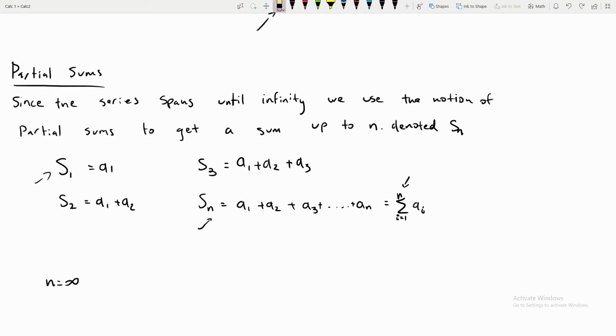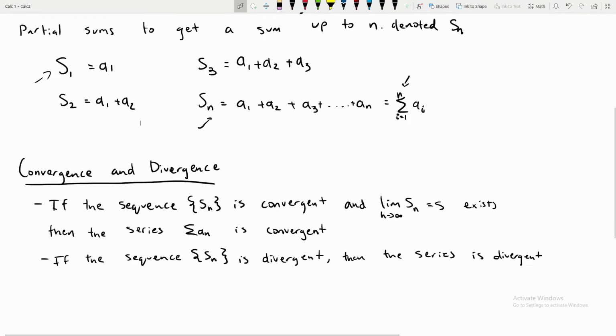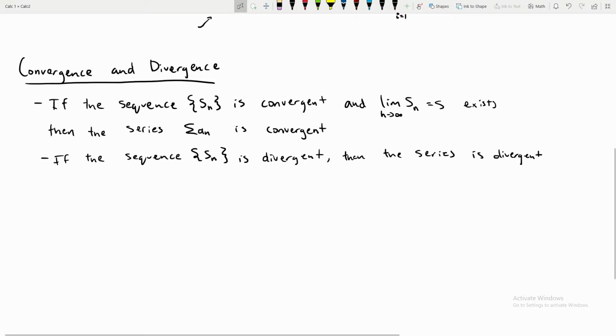We're basically going to take the limit of the partial sums to figure out the sum of the series. So like we talked about in sequences, we're going to talk about the same thing in series. And we always want to talk about convergence or divergence of a series.